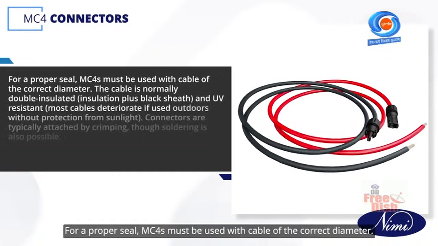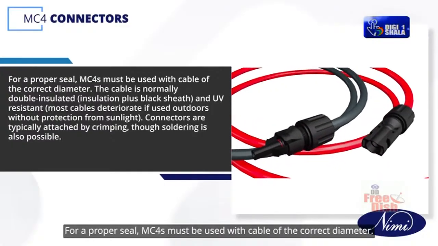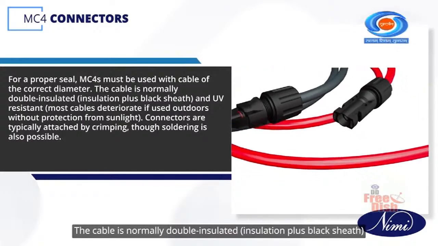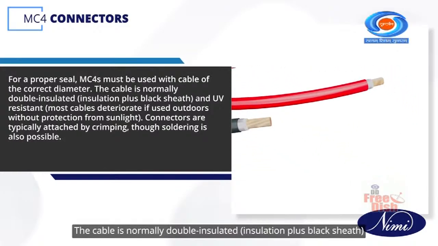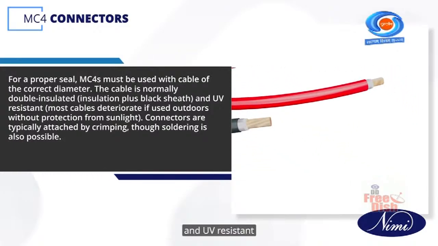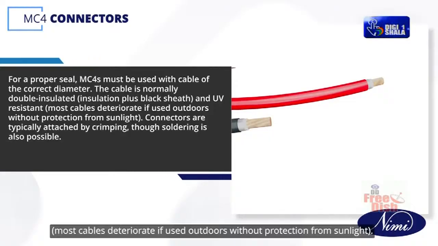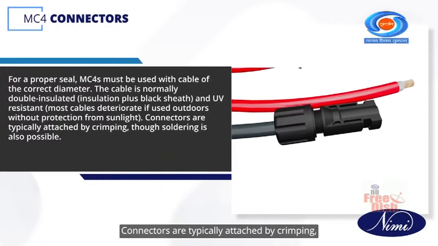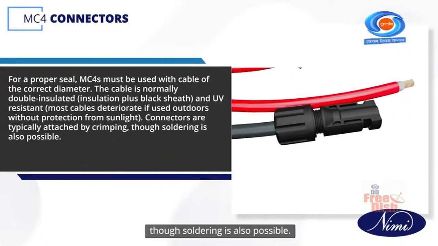For a proper seal, MC4s must be used with cable of the correct diameter. The cable is normally double insulated, insulation plus black sheath, and UV resistant. Most cables deteriorate if used outdoors without protection from sunlight. Connectors are typically attached by crimping, though soldering is also possible.